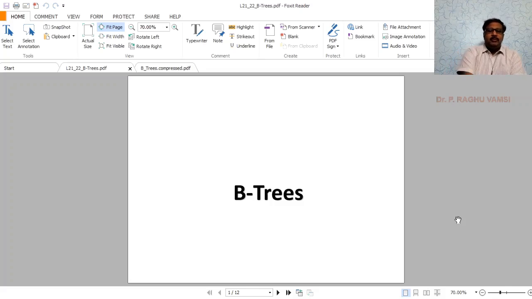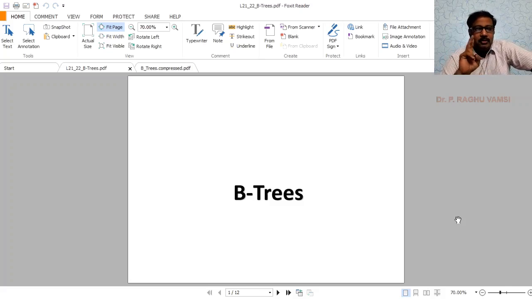And some people will say it as a Bayer tree or Boeing tree, like that. Some names have been defined afterwards, but this B was not defined by the proposer or the original author of this particular tree. So that is the reason. Don't get confused between the B trees and binary trees.